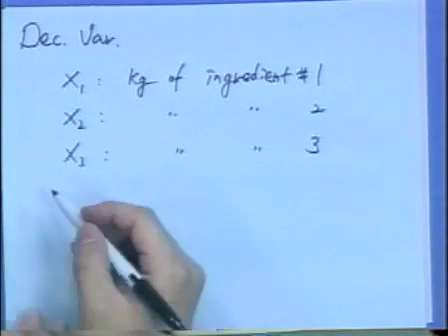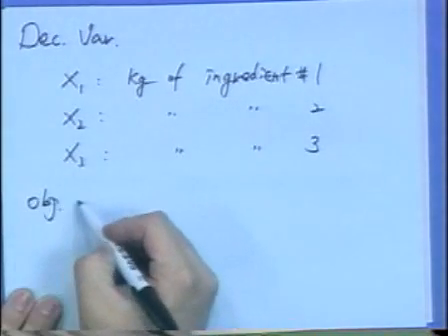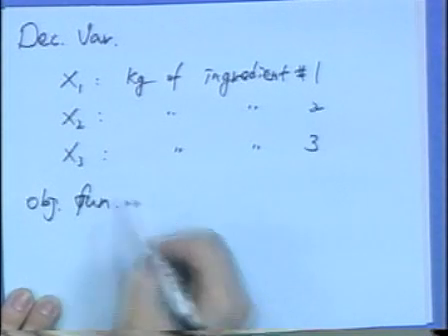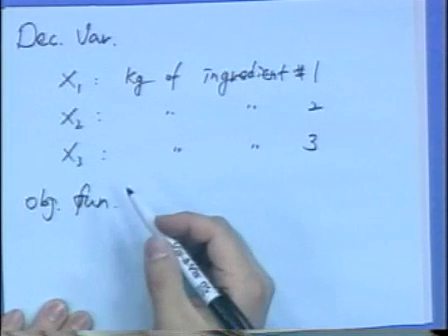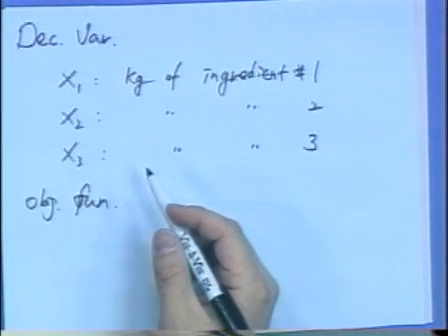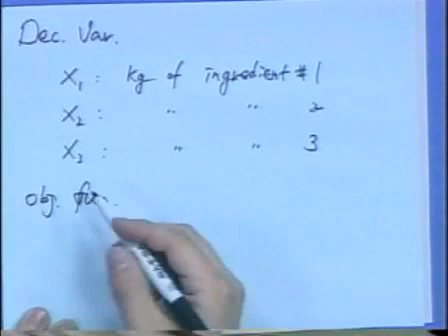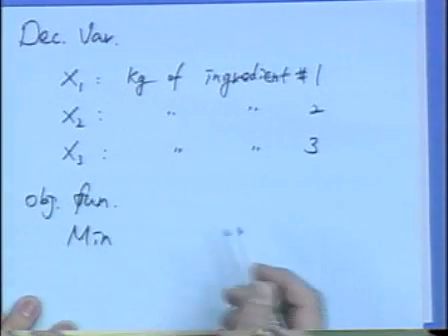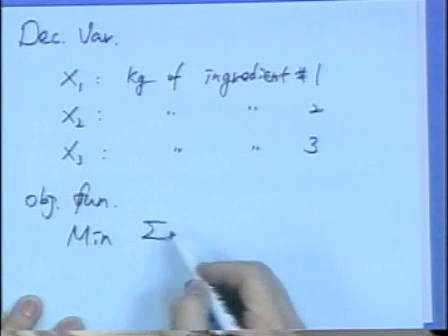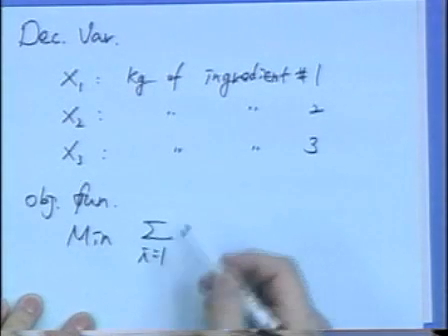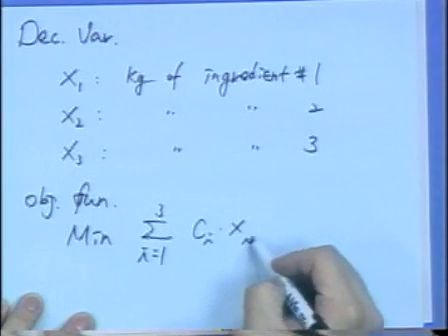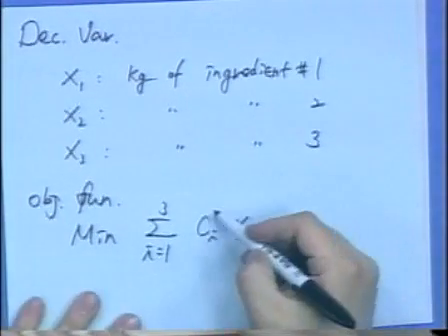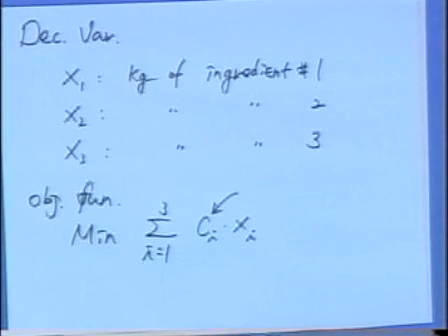And what is our objective function? Minimize the total required cost, right? So I would say minimize the sum over i going from 1, 2, 3 of c sub i times x sub i, right? Of course, c sub i is the cost per kilogram of ingredient number i.